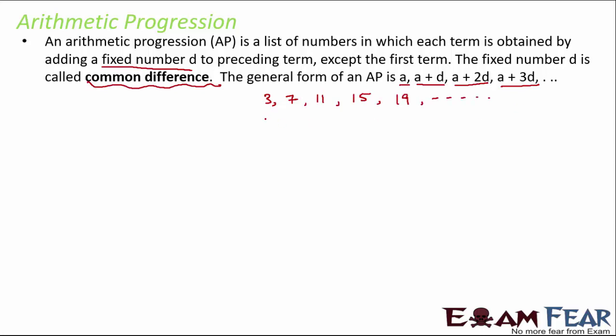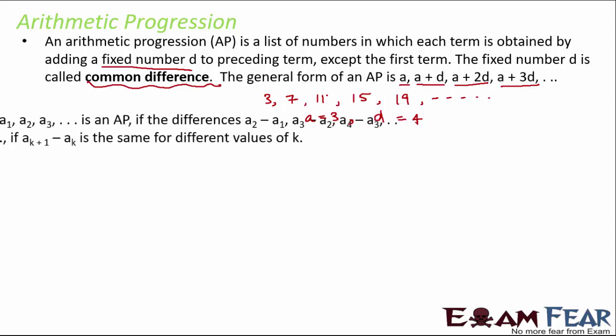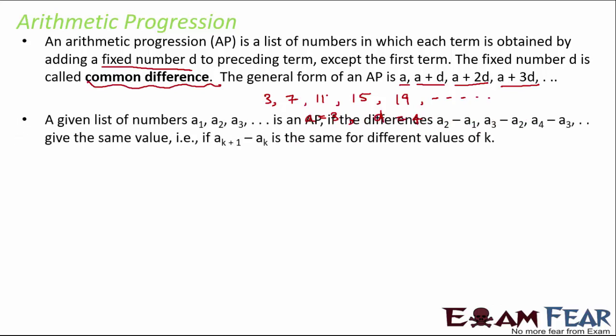So this is an example of an AP where the first term, that is a, is equal to 3 and the common difference is equal to 4, because the difference between two successive terms is 4. Right? So that's an arithmetic progression. Now when we talk about arithmetic progression, one important thing is that the common difference remains the same. That means the difference between any two consecutive terms is always a constant. That means a2 minus a1, a3 minus a2, a4 minus a3, they are all equal.